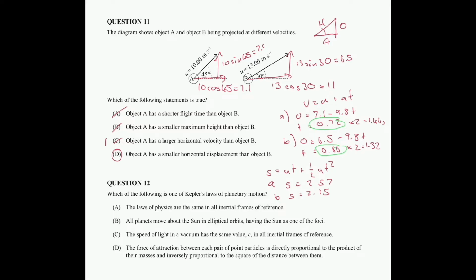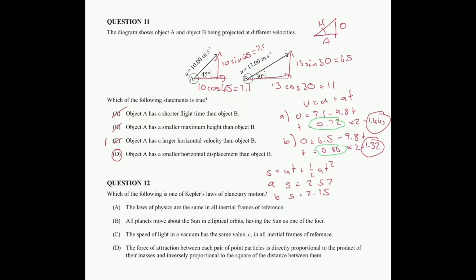We can check that by just doing the 7.1, our horizontal, or the x velocity, multiplied by the total time for each instance, and then we could prove that there. So those are the steps working through question 11. It's quite a long-winded MCQ, but it's one of those ones you've just got to keep in mind.